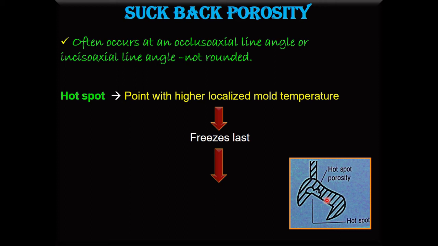But actually the molten metal located away from the sprue should freeze first, and the molten alloy in the sprue and the rest of the pattern should freeze afterwards. So here, as we have discussed, a hot spot is created, that is a point with higher localized mold temperature. It will freeze last and will form suckback porosity.